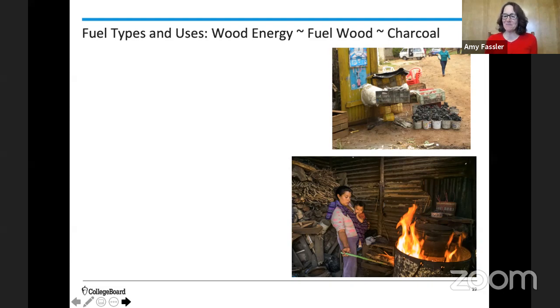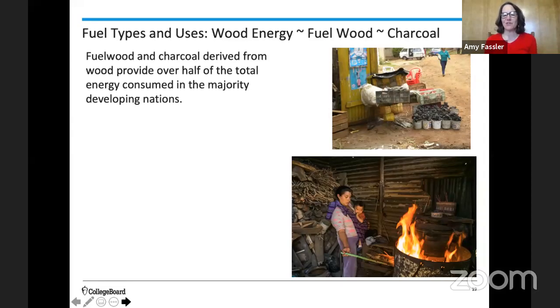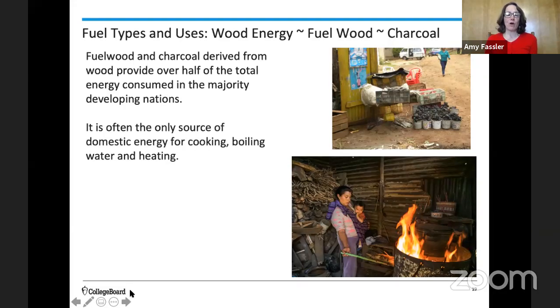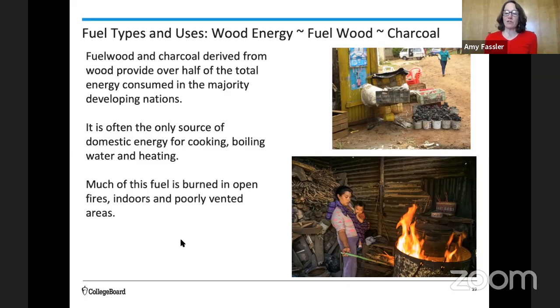And we talked a little bit about fuel wood already when we were talking about forestry, and I mentioned charcoal. I think I may have shown you that same picture. These terms, fuel wood or charcoal, kind of all mean the same thing. It's a source of energy that is used for people in much of the developing world. It's often the only source of domestic energy they have for cooking or heating or boiling their water. But there's a lot of negative consequences associated with this process, especially when those fires are burned indoors or in a very poorly ventilated area.